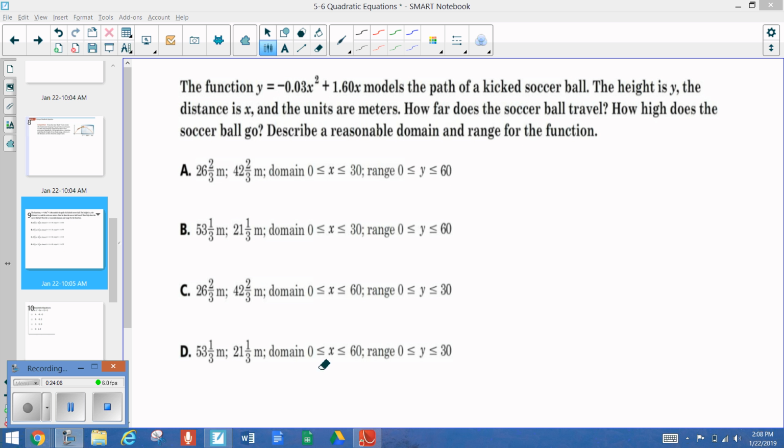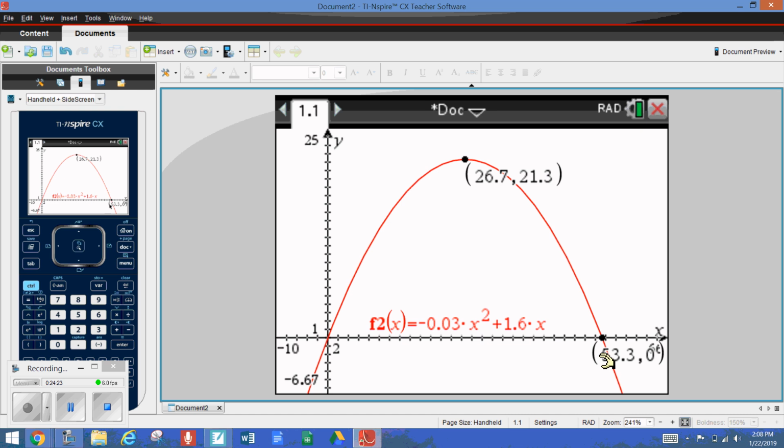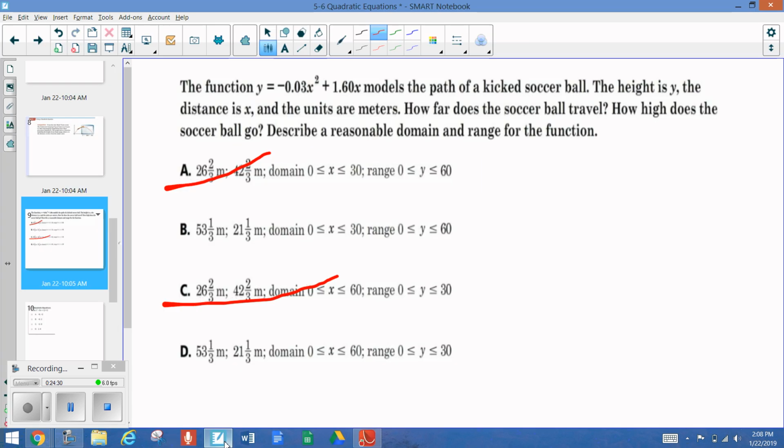When we look at the answer choices, 26, these are the distance, right? I can eliminate those, by the way. It's saying 26, not the answer. B or D? We're sure this is 53.3. Look at that, 53.3 here, and the height is 21.3. 21.3, the range. That makes it more realistic.